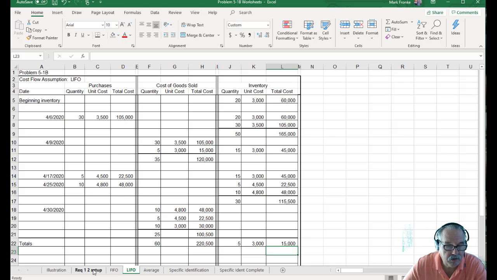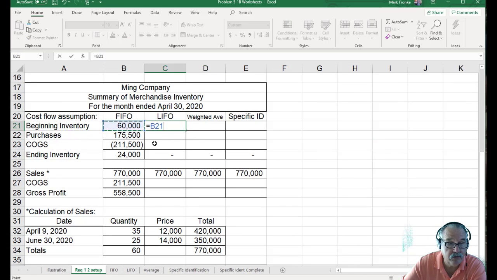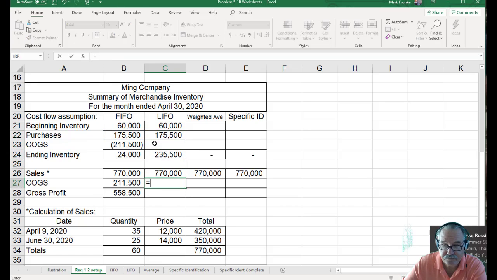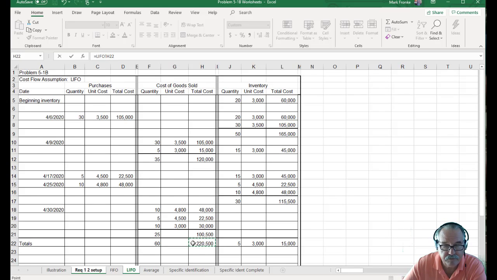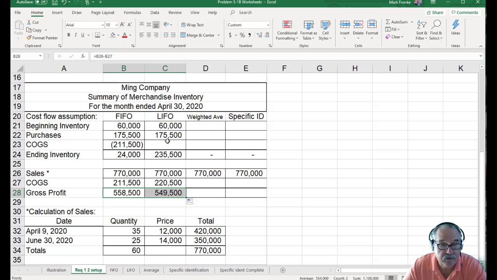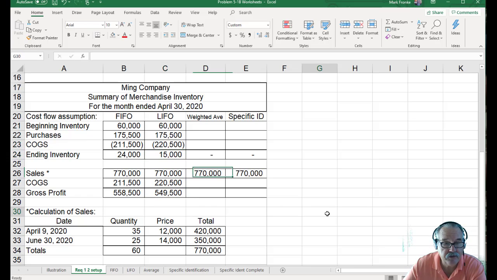And so we can update our summary schedule for LIFO. Beginning inventory is going to be the same. Purchases is going to be the same. Cost of goods sold is 220,500. So gross profit in this case is 549,500, and we can then subtract that cost of goods sold. So our ending inventory was 15,000, which is the 5 items at 3,000.